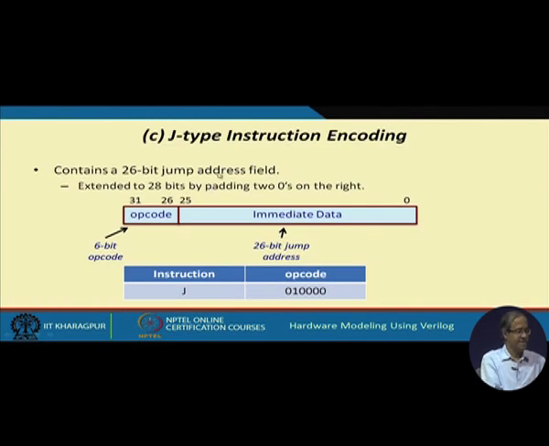And the J type instruction that I had said that we are not implementing, but actually J type instruction looks like this. It consists of an opcode and a 26 bit immediate data. This is only for the jump instructions. So, here we have also assigned an opcode, but in the implementation we will not be using this. This is not implemented.